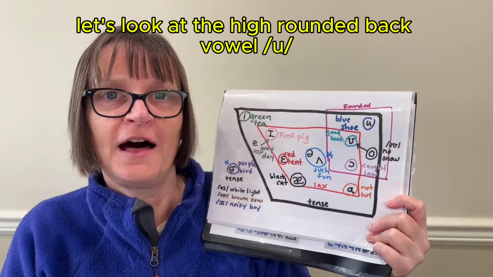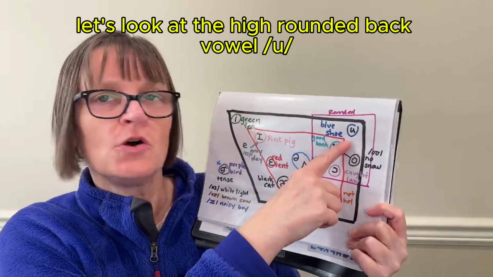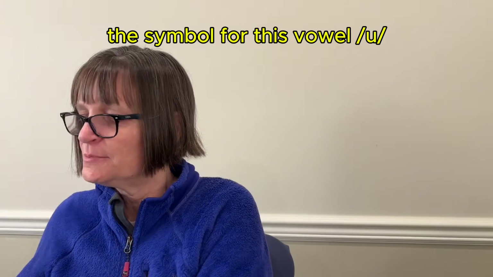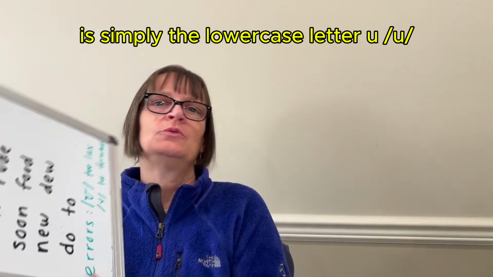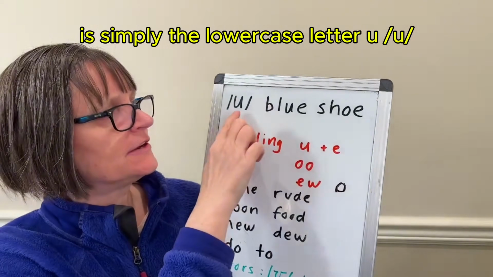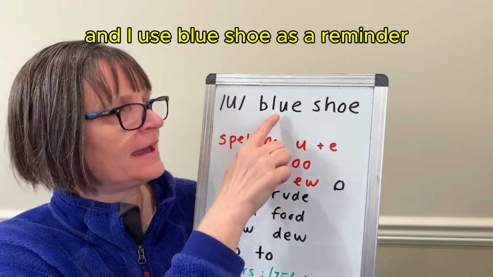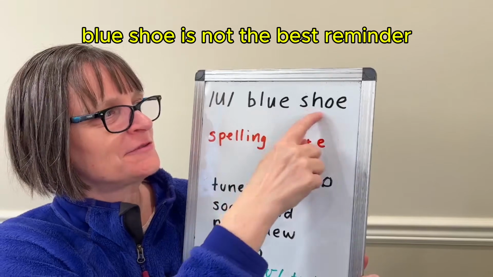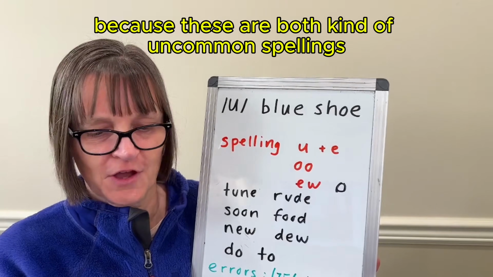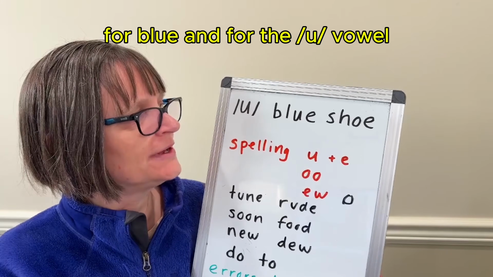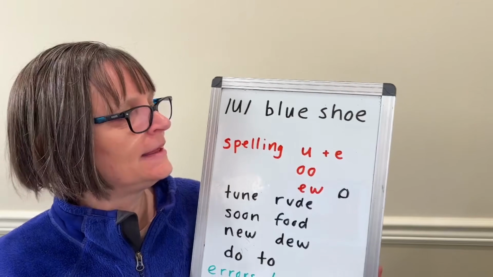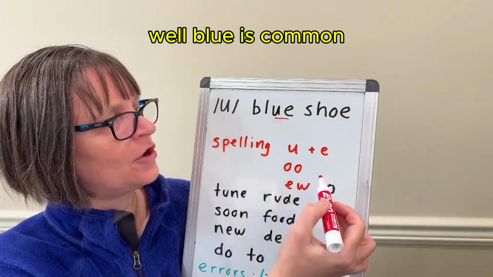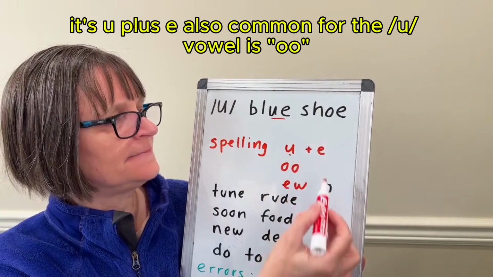Let's look at the high rounded back vowel oo, as in blue, shoe. The symbol for this vowel, oo, is simply the lowercase letter u, and I use blue, shoe as a reminder. Blue, shoe is not the best reminder because these are both kind of uncommon spellings for blue and for the oo vowel. The more common spellings are, well, blue is common, it's U plus E.